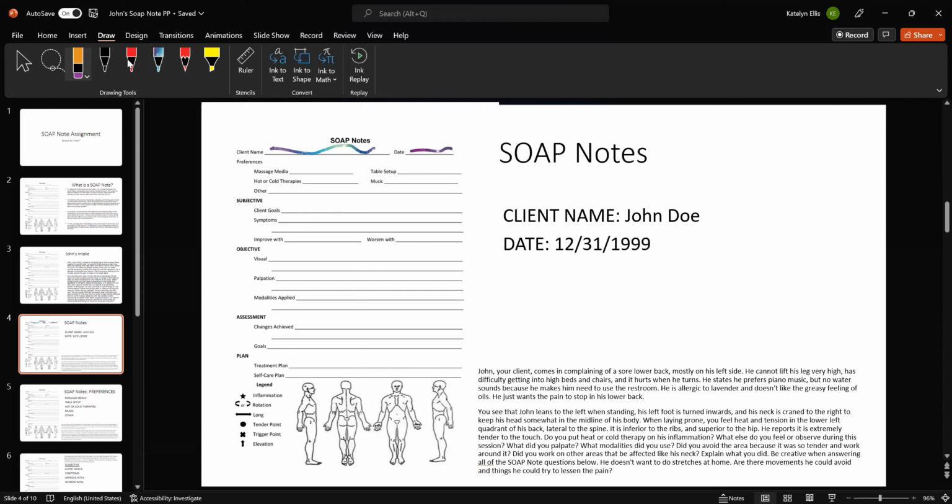So up here for client name and for the date, we are going to put John Doe, and we are going to put whatever the date is that you are filling it out for your client. If you're doing this for a school assignment, do it on the day that you're doing the assignment. If you are doing it for an actual client in clinic, or a client in your actual practice after you have graduated and become licensed, put that date. Always put the date so that you can refer back to it.